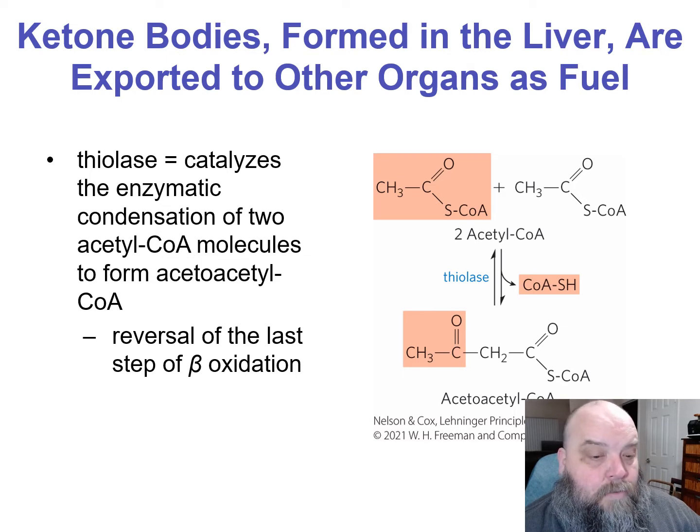How does this work? Well, the acetoacetyl, remember that was the four carbons. That literally is just two acetyl-CoAs that have been joined together by thiolase to form a ketone body. It's a reversal of the last step of beta oxidation. So yes, you can string together acetyl-CoAs. The liver can do this, and then this gets kicked out.